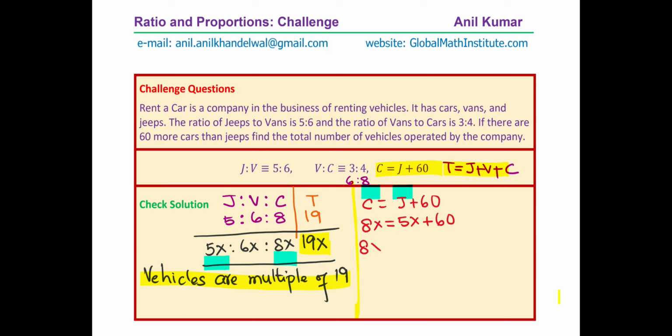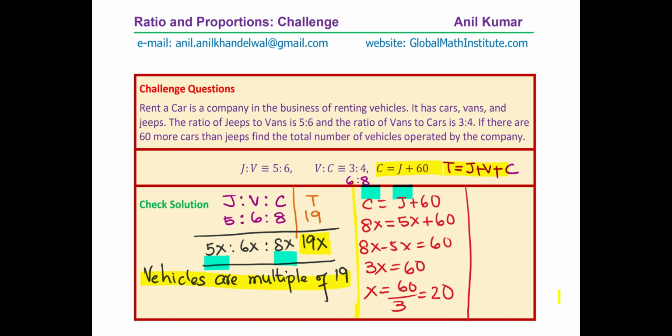So we get an equation. You get the idea. So 8x minus 5x is equal to 60, which is 3x equals 60, and x will be 60 divided by 3, and that gives you 20. Does it make sense? So x is 20 for us. You get the idea. Now if I substitute 20, I know the total number of vehicles, which is 19 times 20, right?